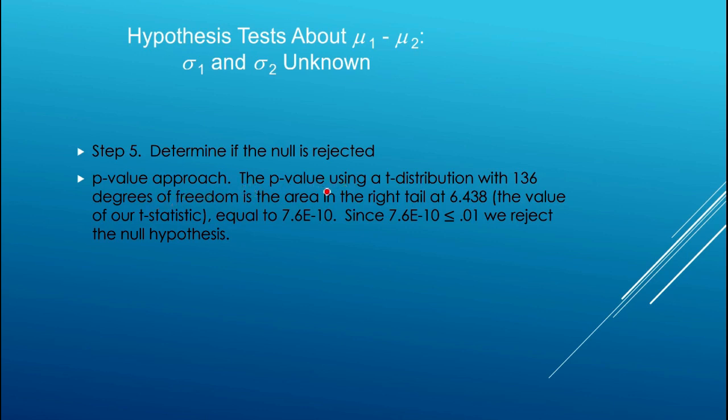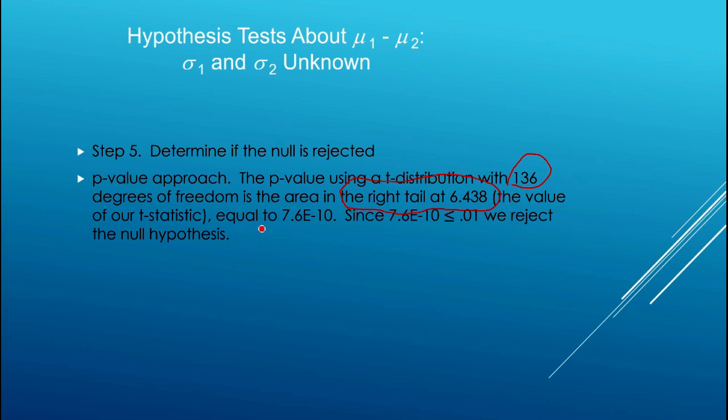Using the p-value approach, we can go to a t-distribution with the appropriate degrees of freedom. That is 136 degrees of freedom. And we look at the area that's left over, of course, in the right tail at 6.438. Why in the right tail? Well, because this is a right-tailed test. And it's a large value of the test statistic in a right-tailed test that rejects the null hypothesis. I would expect that you would be able to perform this type of a test and construct the p-value correctly and interpret it if you had a left-tailed test or even a two-tailed test. But this is a right-tailed test.